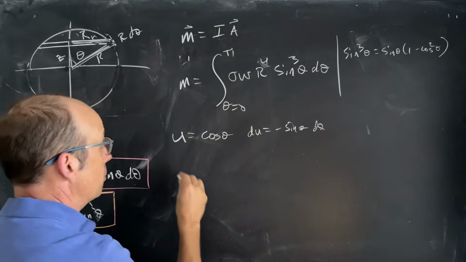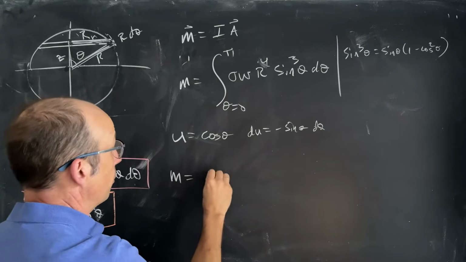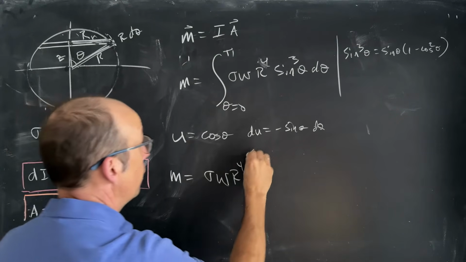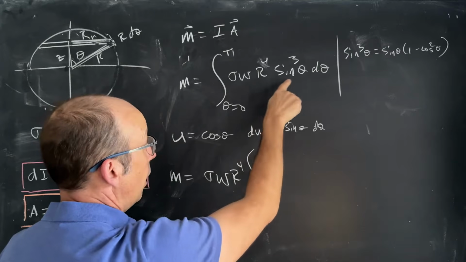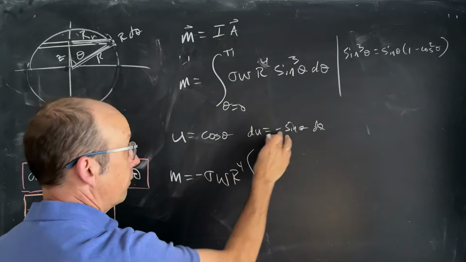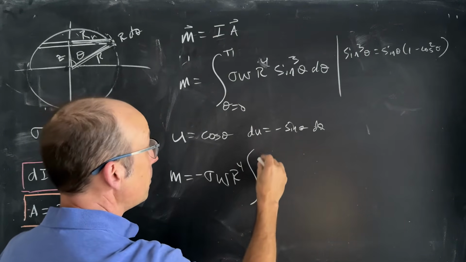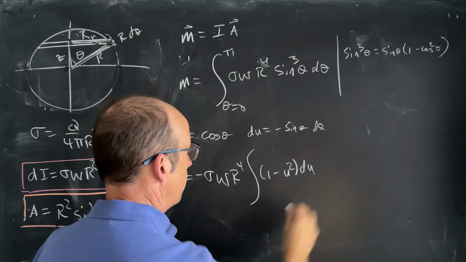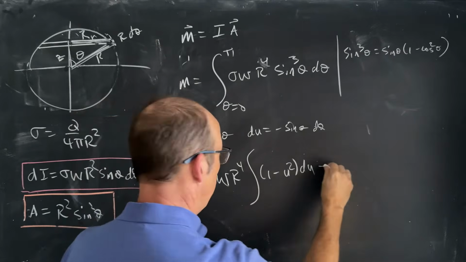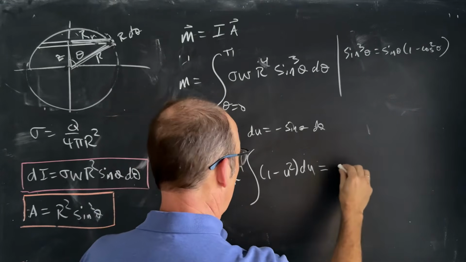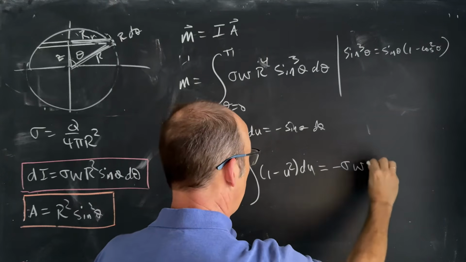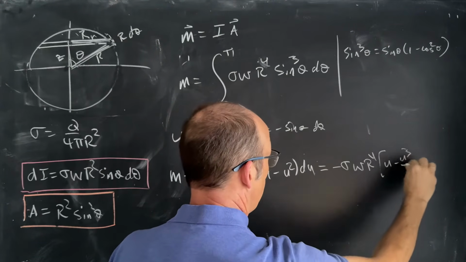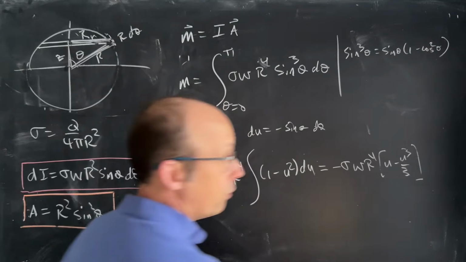So if I make that u substitution up here, I get m equals, pulling the things out front, sigma omega r to the fourth, and now I'm integrating a negative, because I have a negative du, of 1 minus u squared du. Well, that's pretty easy to integrate. So it's going to be equal to negative sigma omega r to the fourth times u minus u cubed over 3. Now we need to evaluate the limits.